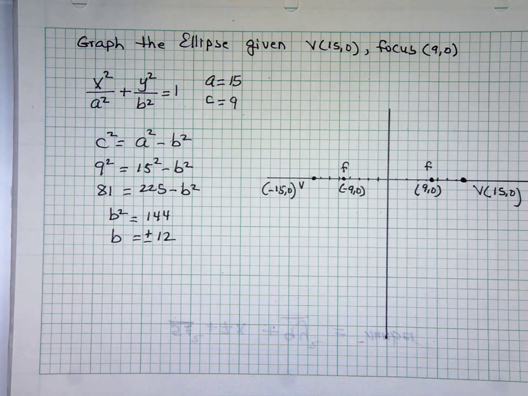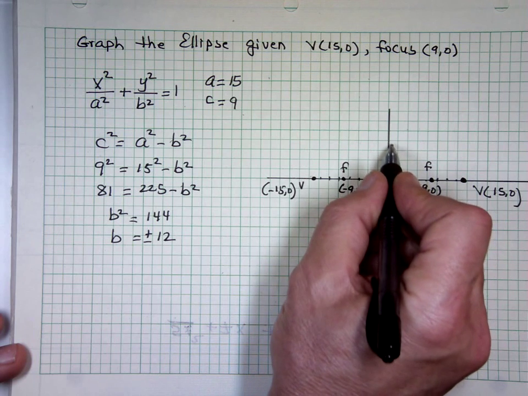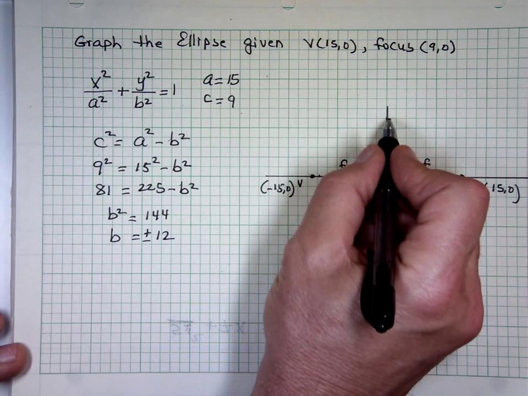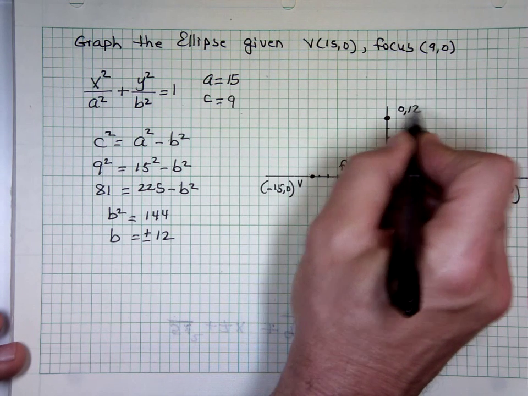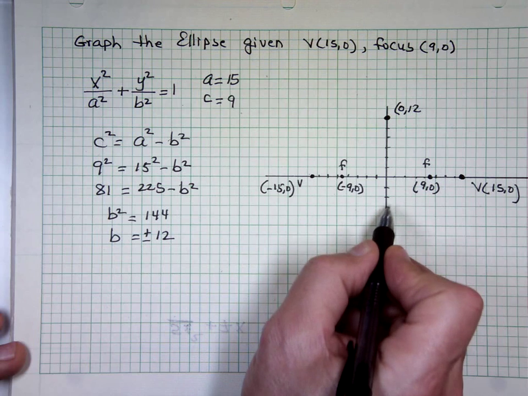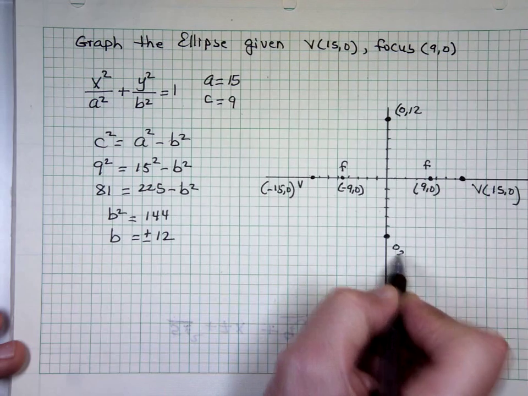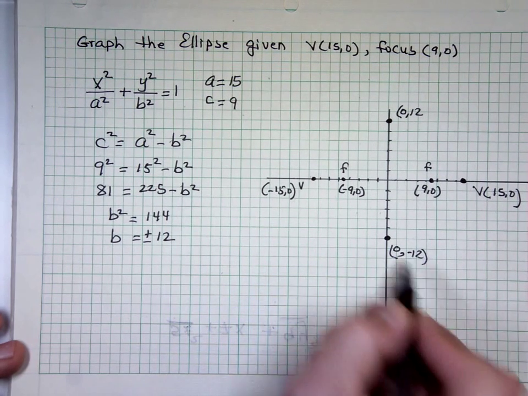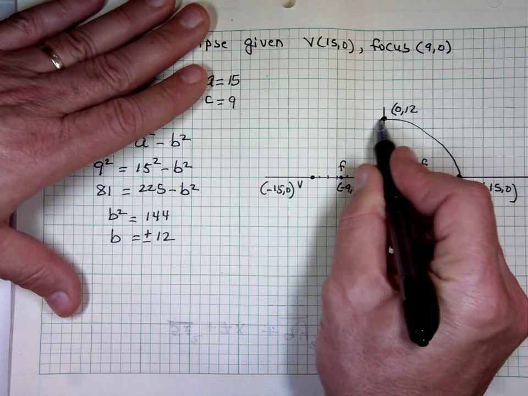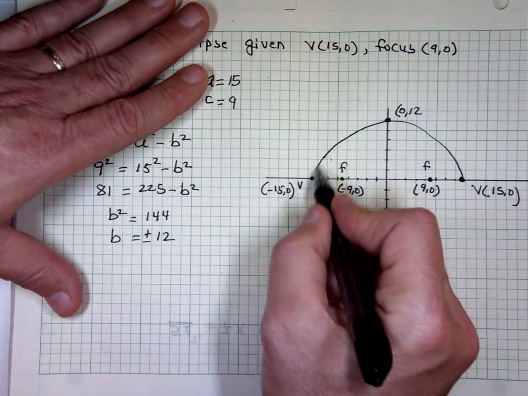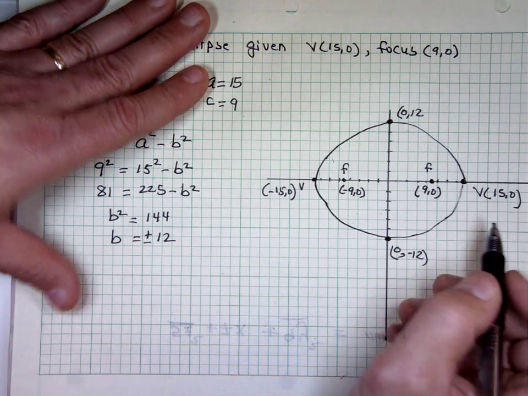So again, my scale is 2. 2, 4, 6, 8, 10, 12. That's 0 comma 12. 2, 4, 6, 8, 10, 12. 0 comma negative 12. So my graph is going to look like this. Almost a circle, because the length and the width, the height I mean, is a little bit longer than the width.